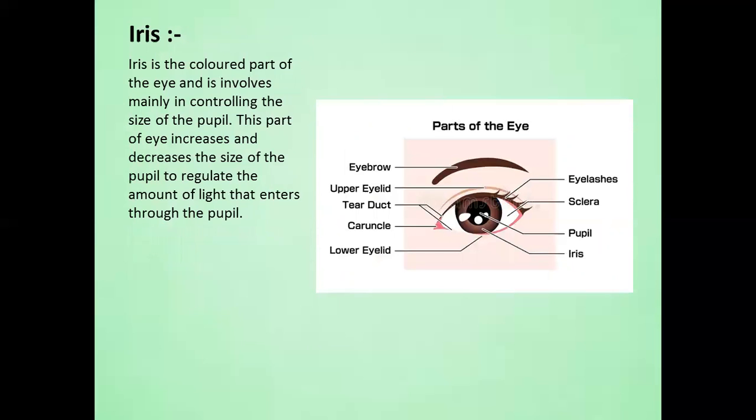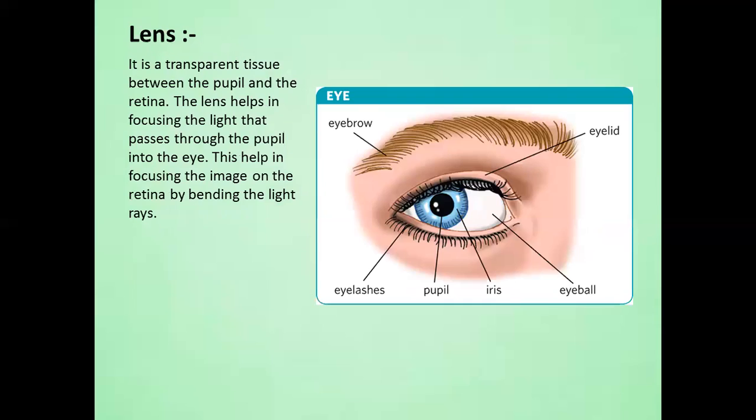Iris. The iris is the colored part of the eye and is involved mainly in controlling the size of the pupil. This part of the eye increases and decreases the size of the pupil to regulate the amount of light that enters through the pupil.